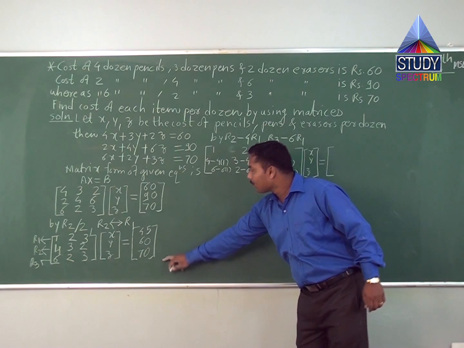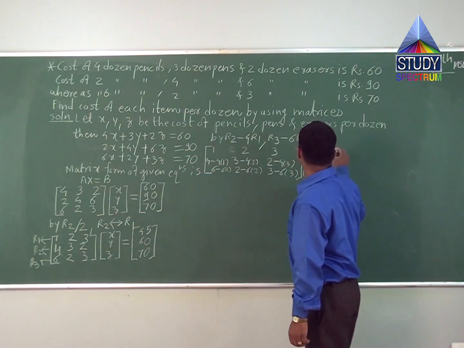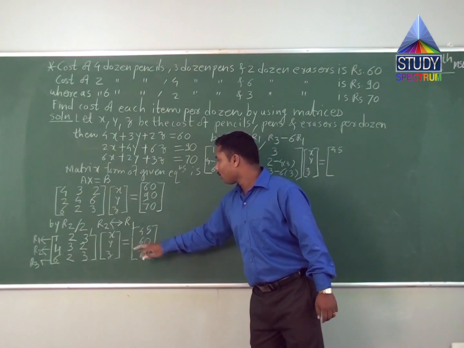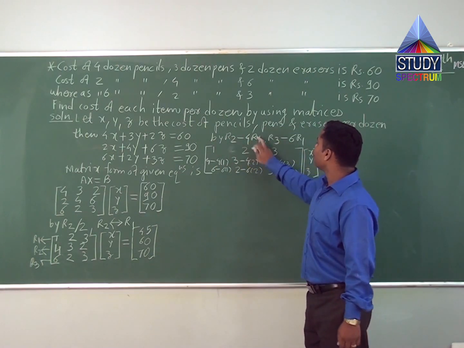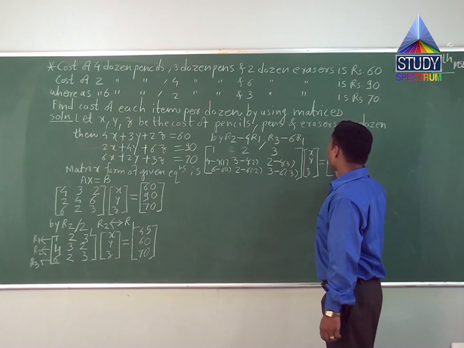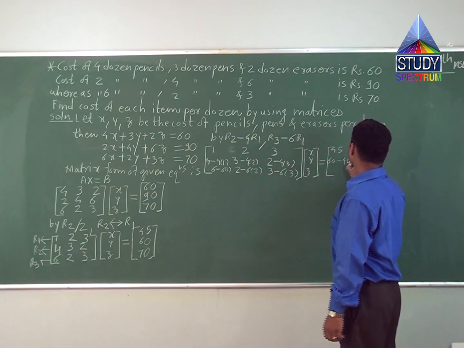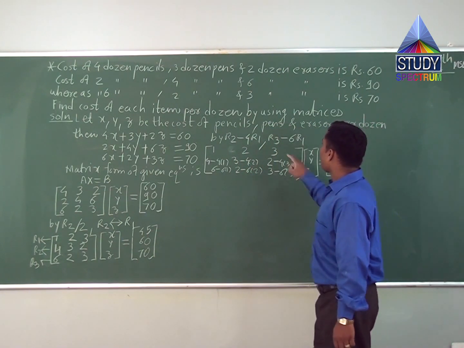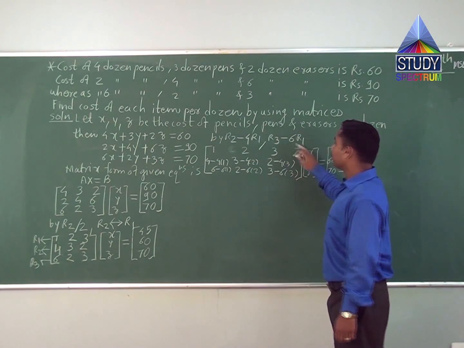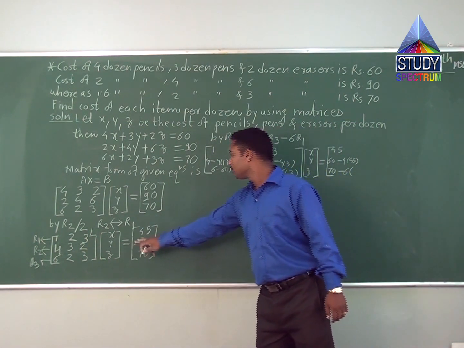here also the same procedure, this by row transformation. 45 as it is, second row: here is R2 minus 4 R1. R2 means 60 minus 4 into R1 means 45. R3 means 70 minus 6 into R1 means 45.